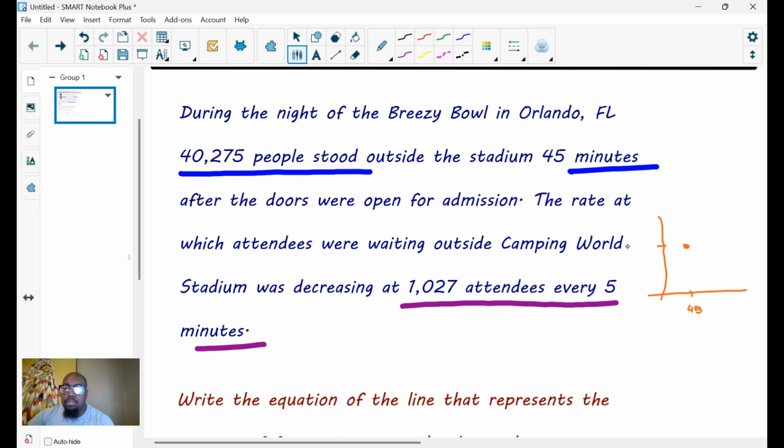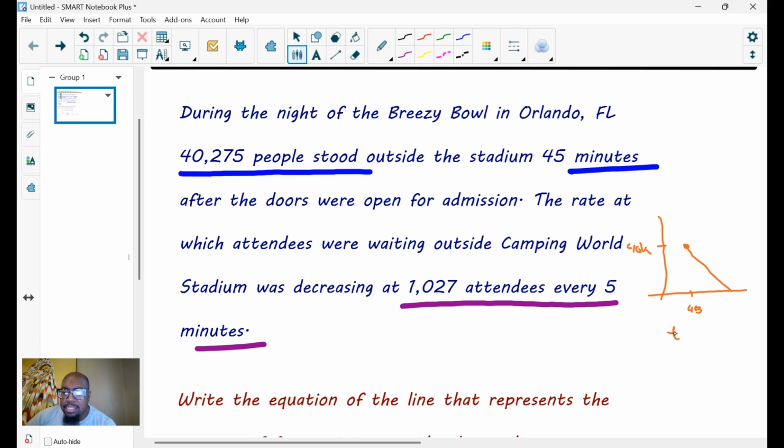So I'm just going to say 40K right here. As the time starts to increase, so as we start to go this way, then the amount of attendees that are waiting outside starts to decrease, okay? And that is why the 45 is going to be the x, because your x-axis is always going to be the minutes, okay? In most cases, when you're given a word problem, your time is going to be the x-axis. That's what I should say.